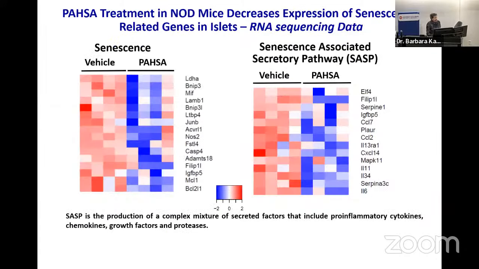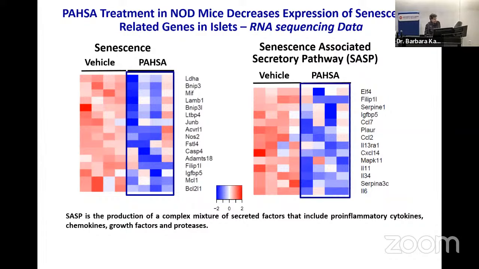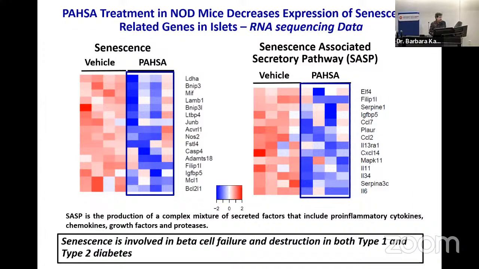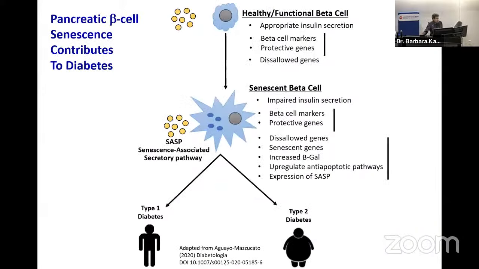In addition, we found that many genes involved in senescence were decreased by PASAs. And there's something called the senescence-associated secretory pathway, or SAPs. SAPs is a production of a complex mixture of secreted factors that include pro-inflammatory cytokines, chemokines, growth factors, and proteases. And these are also reduced with PASA treatment. So senescence is involved in beta cell failure and destruction in both type 1 and type 2 diabetes. So we thought this was very interesting. We went to the literature and we educated ourselves a little bit about this.